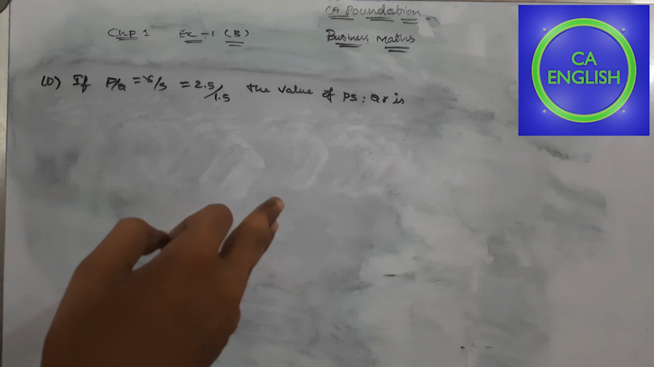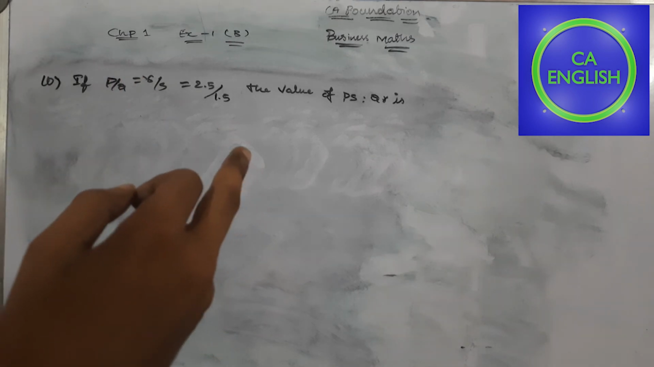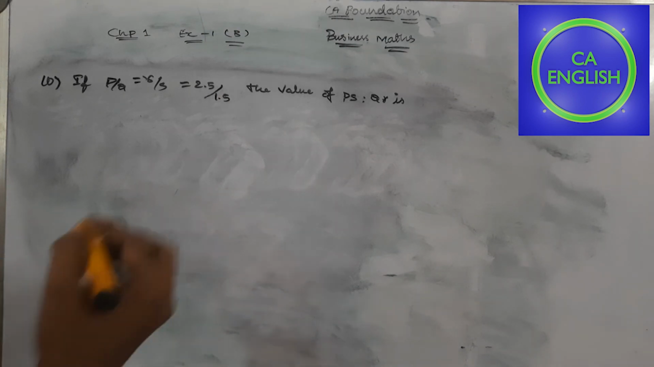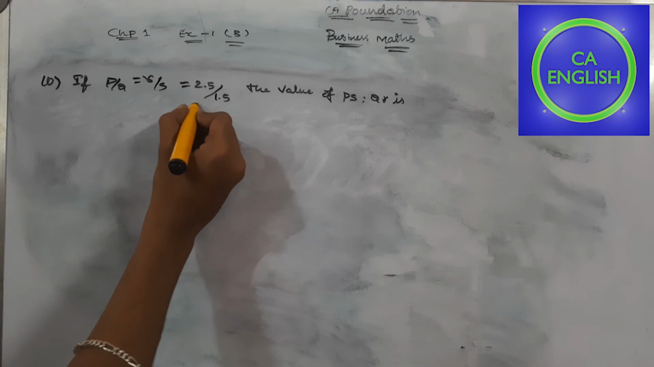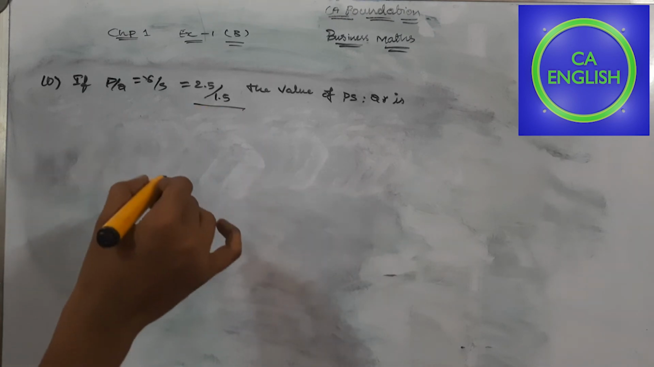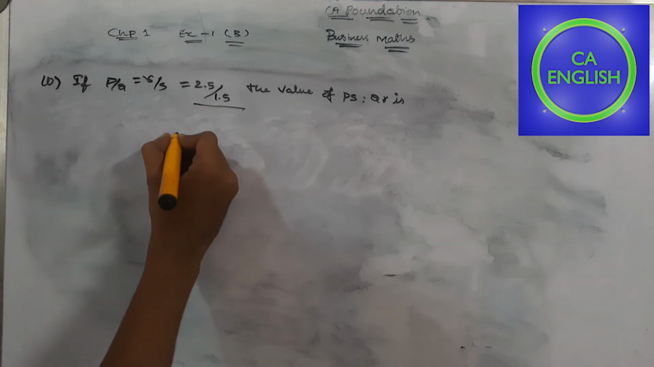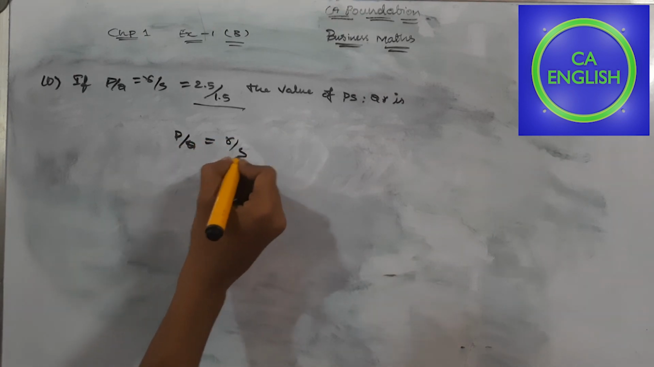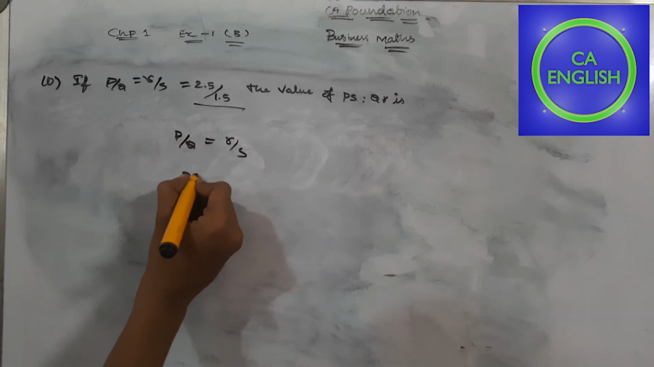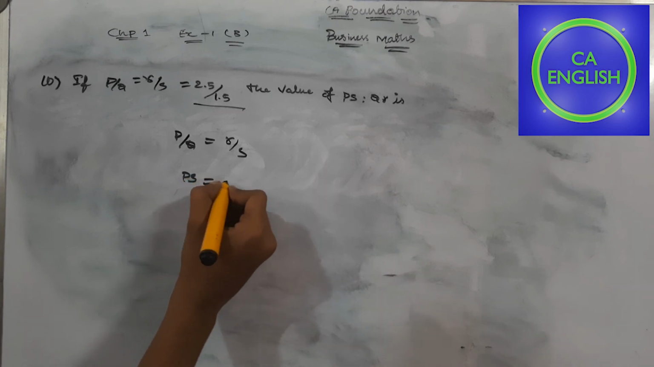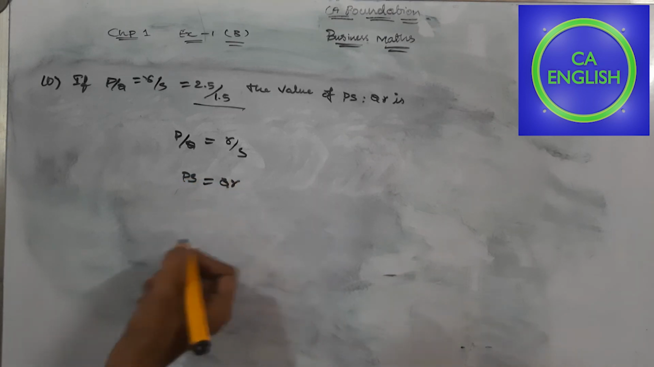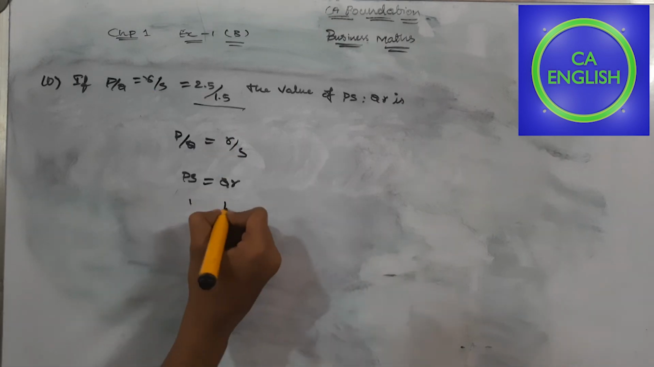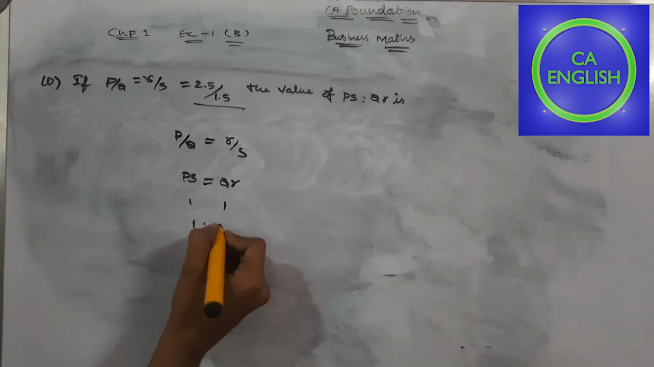If P by Q equal to R by S equal to 2.5 divided by 1.5, the value of PS is to QR is? It's a very simple sum. You don't need to bother about this value; that value is not needed for us. Just take P by Q is equal to R by S. Just cross multiply it. PS is equal to QR. The value of PS is 1 and the value of QR is 1. Therefore, the answer is 1 is to 1.